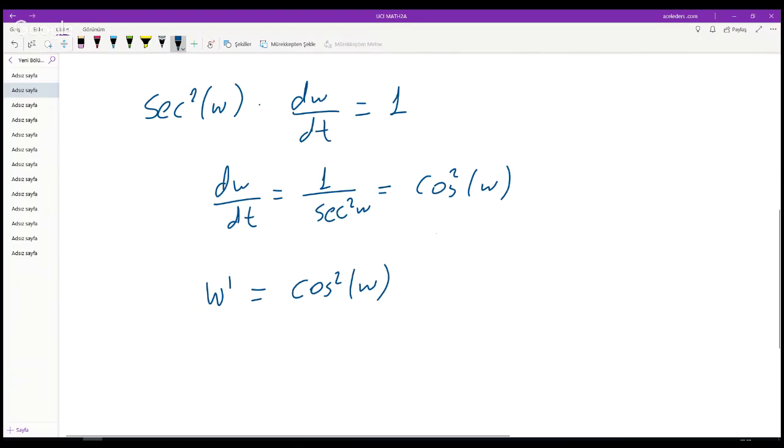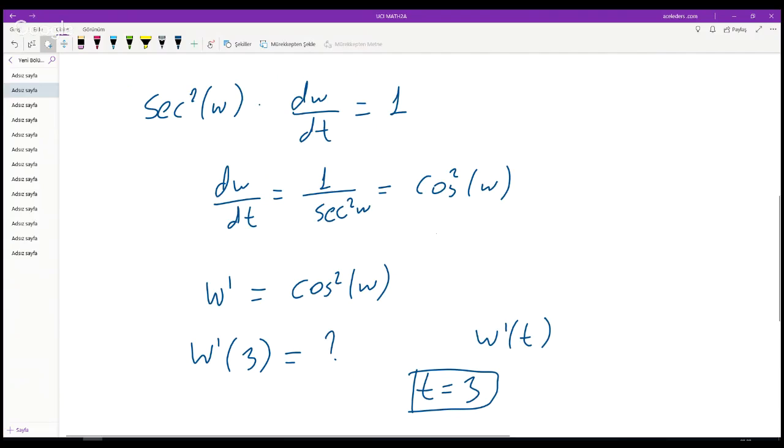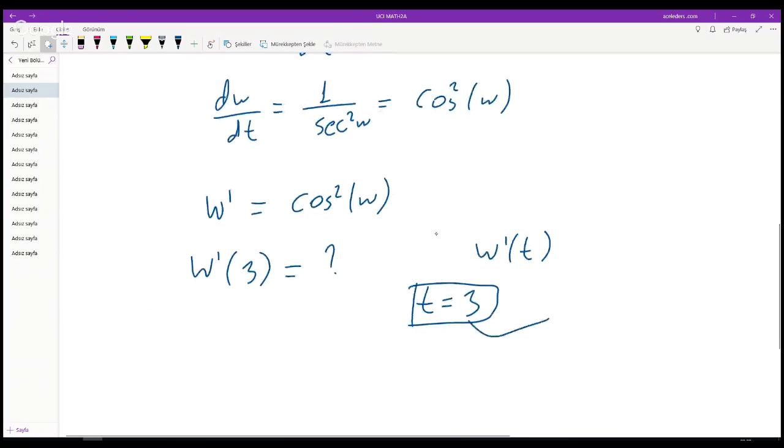So now I need w prime, and I have a parenthesis here with a 3 in parentheses. So I need that. What does that mean? That means since w prime is a function with respect to t, I need to find the derivative when t is 3. Okay? I need to find the derivative when t is 3. Then, when t is 3, I can find the value of w. Then I can find cosine square w.